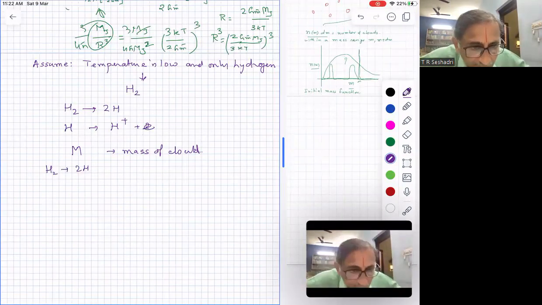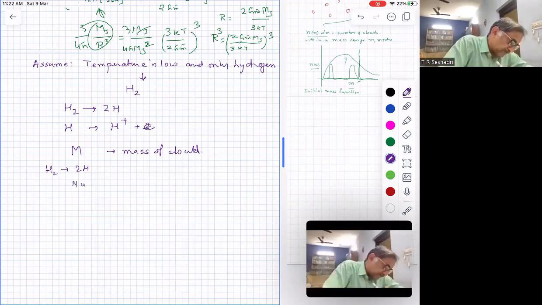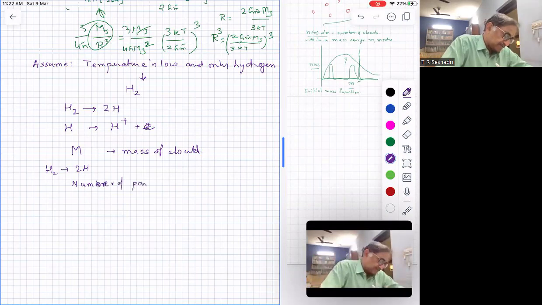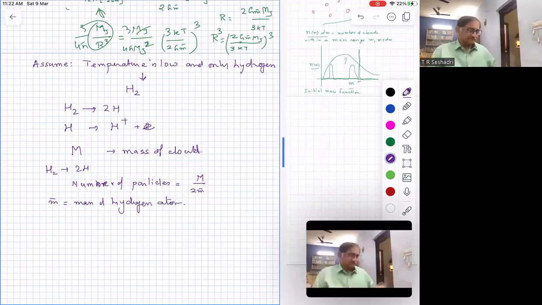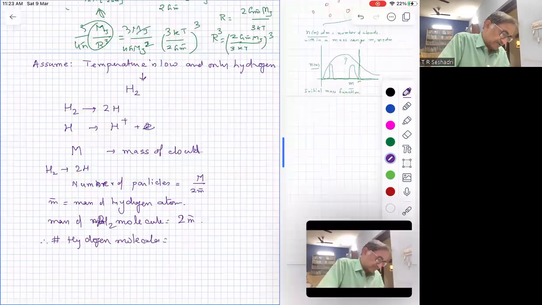So when H2 goes to 2H, then what happens? Then the total mass is M, and the number of particles is equal to M by 2 m bar, where m bar is equal to the mass of a hydrogen atom. So the mass of a hydrogen molecule is equal to 2 m bar. Therefore, the number of hydrogen molecules is equal to M by 2 m bar.